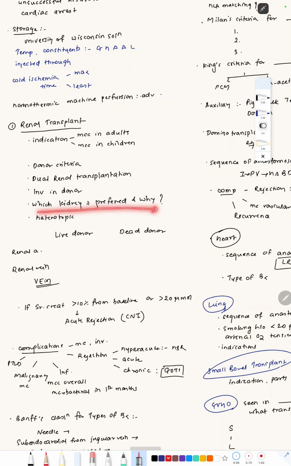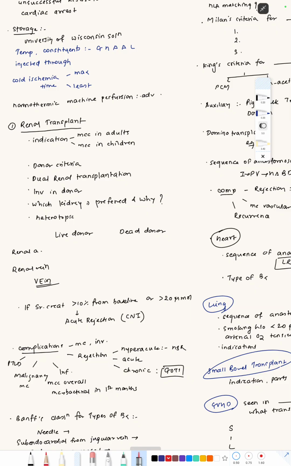Which kidney is preferred and why? In the donors, the left kidney is preferred because the left renal vein is larger than the right renal vein. Then it is considered to be a heterotopic renal transplant because it is placed inside a different site, that is the iliac fossa.